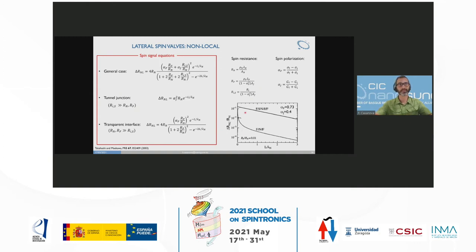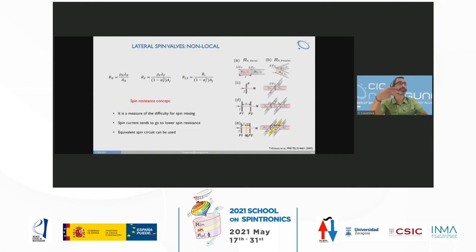So that's this difference. Okay, I promised that I would talk about these spin resistances. That's a very important concept for building spintronic devices. Essentially, it's the resistivity of the material times its spin diffusion length. And it's a measure of the difficulty for spin mixing. So in materials with low spin resistance, the spin current will tend to relax before. And because it's a non-equilibrium situation, having a spin accumulation, a spin current, it will like to go to the lowest spin resistance path, okay?